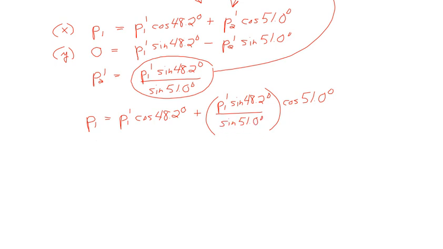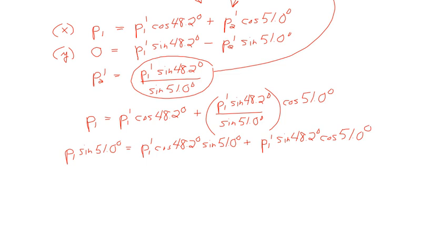So I'm going to have P1 times the sine of 51 degrees equals P1 prime cosine 48.2 degrees sine of 51 degrees plus P1 prime sine of 48.2 cosine of 51.